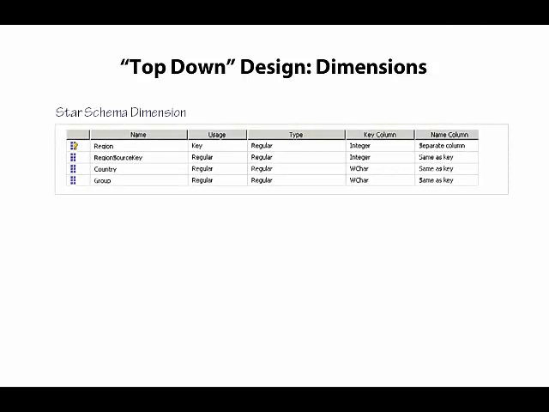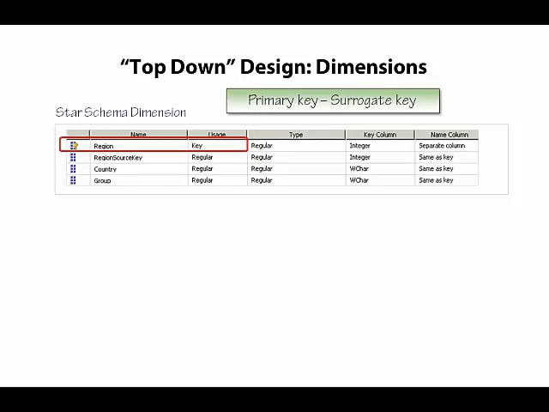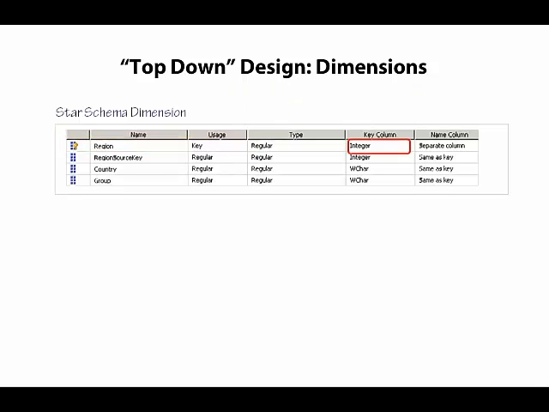Here we have the sales territory dimension. At minimum, we have a key column to uniquely identify each record in the table. Often this is a primary key, which might also be known as a surrogate key in data warehousing. We also need to specify a data type for the column.